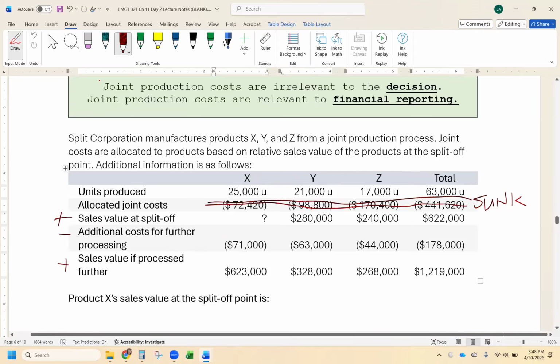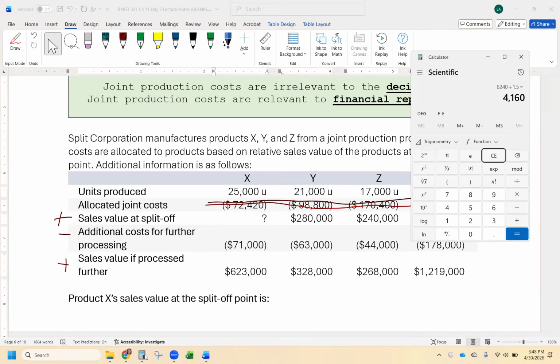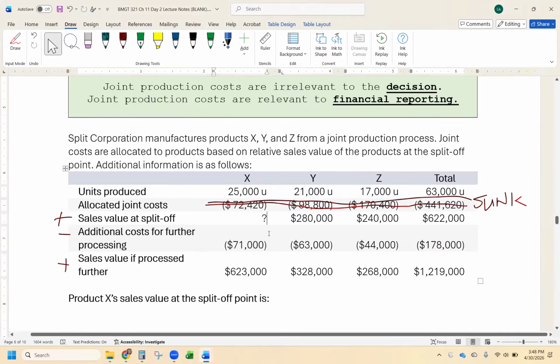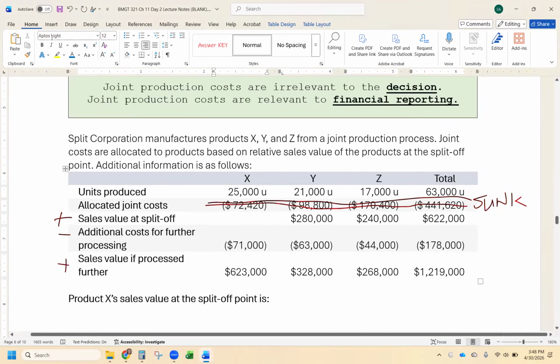All right, so first thing we need to do is fill in this question mark. So all these add together to make 622. So 622 minus 240 minus 280 is 102. All right, so this is the total value here. This is the answer to that question. The sales value at the split off point is 102.